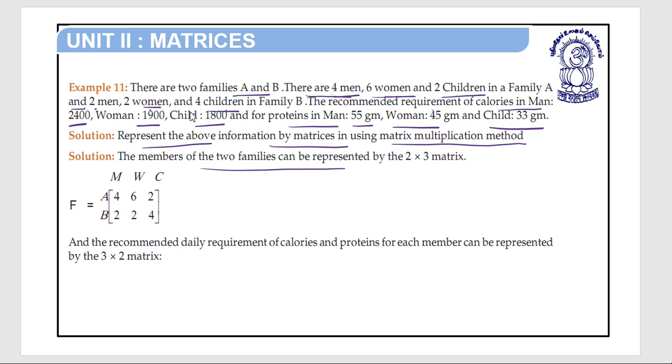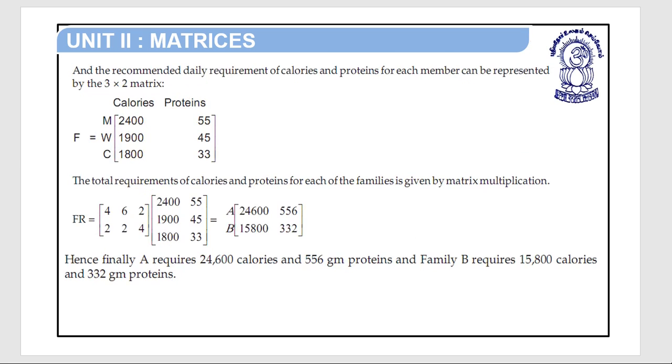The members of the two families can be represented by a 2 by 3 matrix. Here A and B are the two families, with men, women and children: 4, 6, 2, 2, 2, 4. And the recommended daily requirement of calories and proteins of each member can be represented by a 3 by 2 matrix.